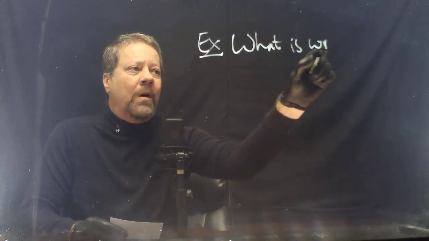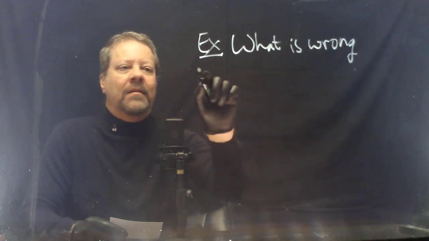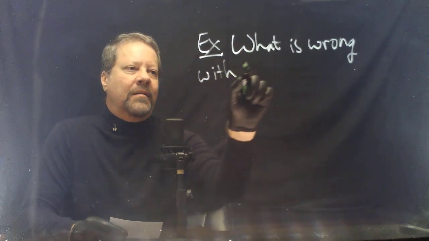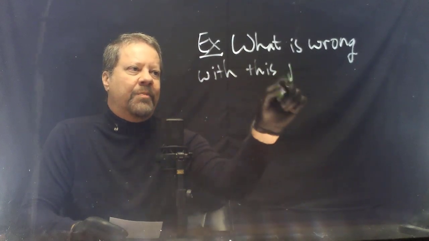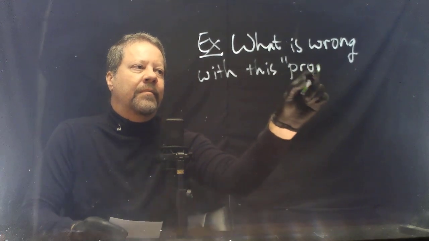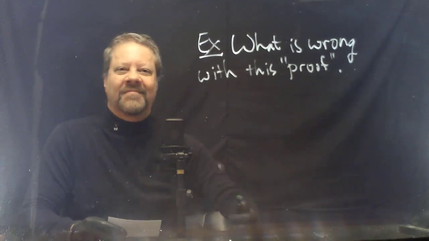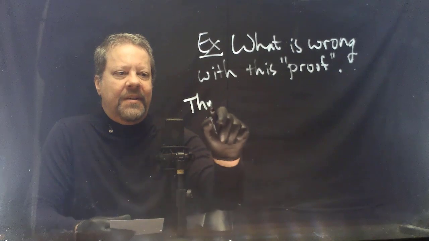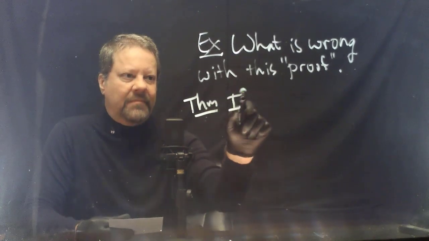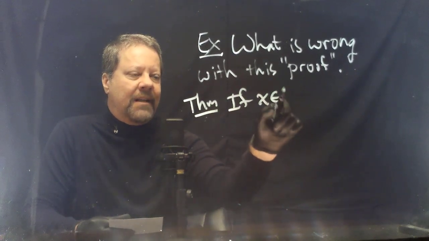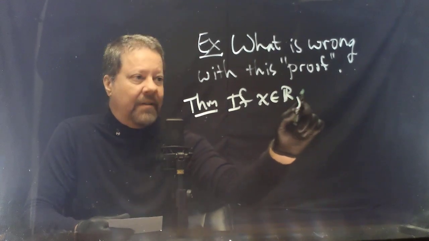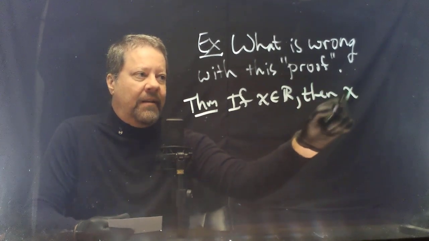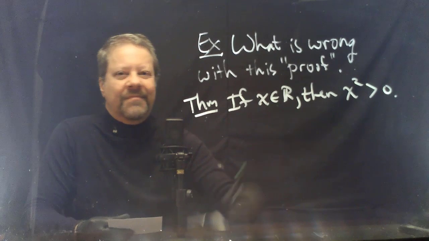What is wrong with this proof? The theorem is easy enough. If x is an element of the real numbers, then x squared is greater than 0.